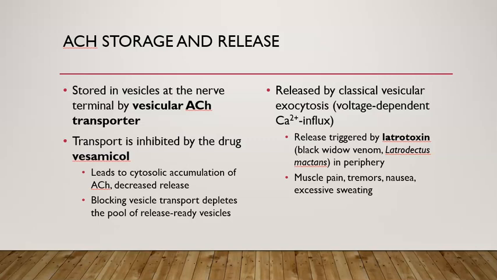So there's the drug vesamicol that actually inhibits the transport of acetylcholine into vesicles. So what it does is it pretty much causes the acetylcholine to get stuck in the presynaptic cell so that it cannot be released into the synapse. And by blocking the vesicle transport, this actually depletes the pool of release-ready vesicles. So we actually will see a decrease of synthesis as well, because now we don't have anywhere to store the synthesized acetylcholine.